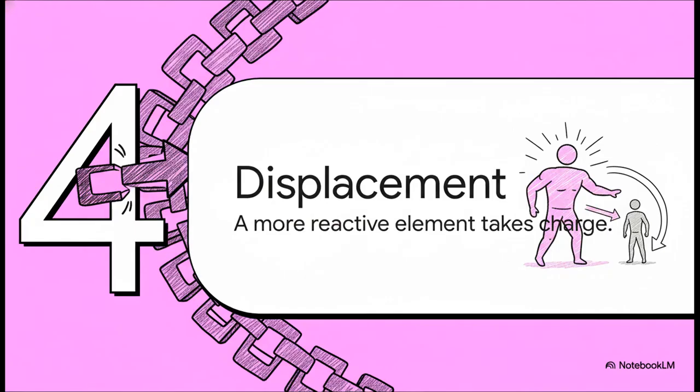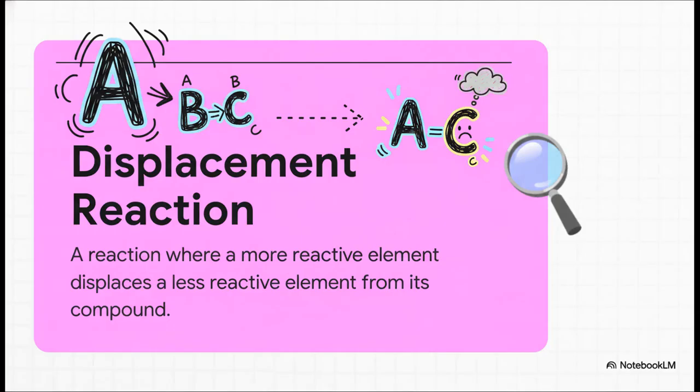All right, on to our third major reaction type for today, displacement. The main word to focus on here is displace, which really just means to push something out of its place. The best way to think about it is like a swap. Imagine a more reactive, or you could say stronger element, comes along and it kicks a less reactive, weaker element out of its spot. So the proper definition is this. A displacement reaction is one in which a more reactive element displaces a less reactive element from its compound.